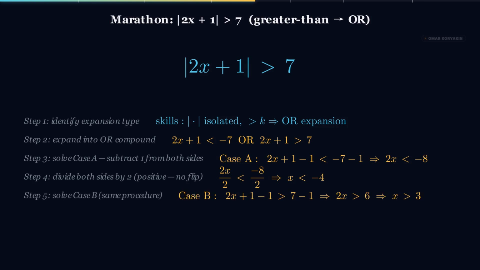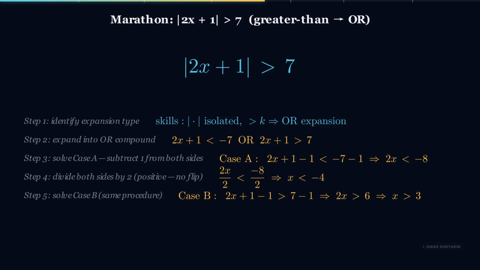Step 5. Combine the two case ranges using the OR union. The first range covers all values strictly less than negative 4. The second range covers all values strictly greater than 3. The two ranges do not overlap, so the combined solution is two disjoint intervals: x less than negative 4 or x greater than 3. Verify with test values.